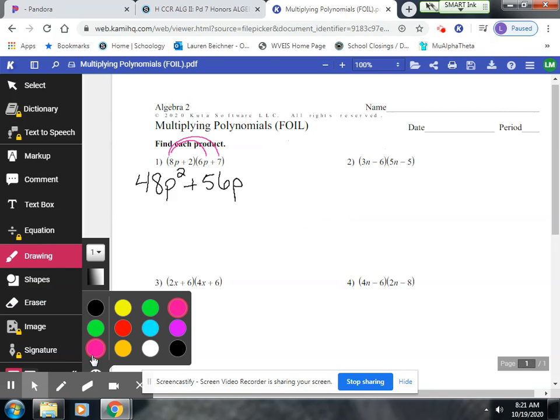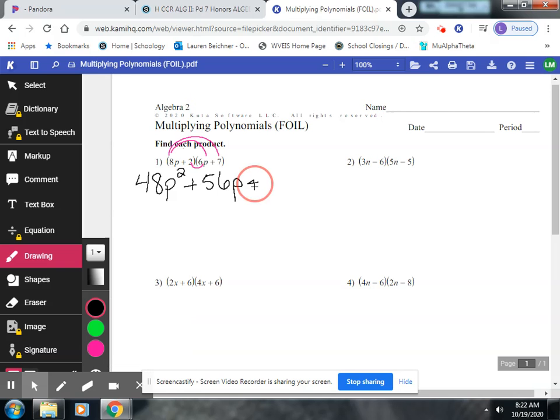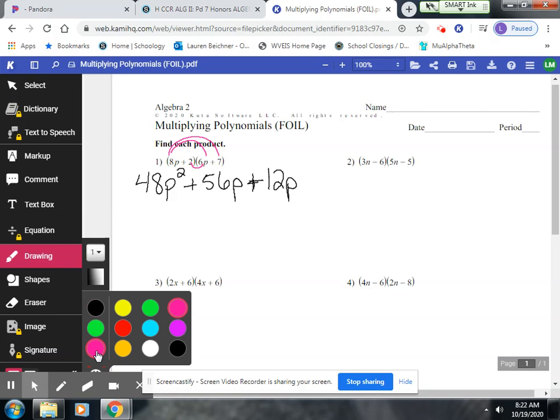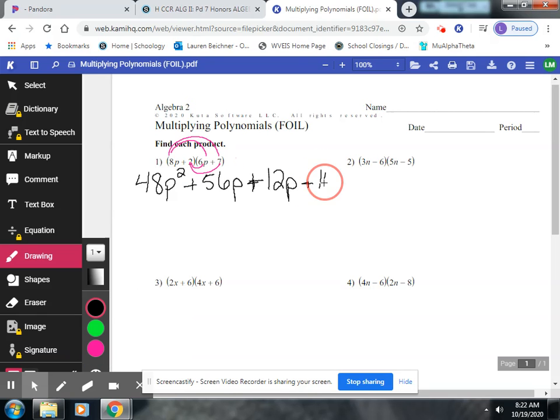Okay, so next, because we've used up the 8p, we've already multiplied the 8p by both of the terms in the second set of parentheses. I'm going to be multiplying the 2 by the 6p. 2 times 6p is plus 12p. Again, there's just a single p there because when I was multiplying, there were only two p's. Then I have to multiply the 2 by the 7, and that's going to give me a positive 14. So I have 48p squared plus 56p plus 12p plus 14.